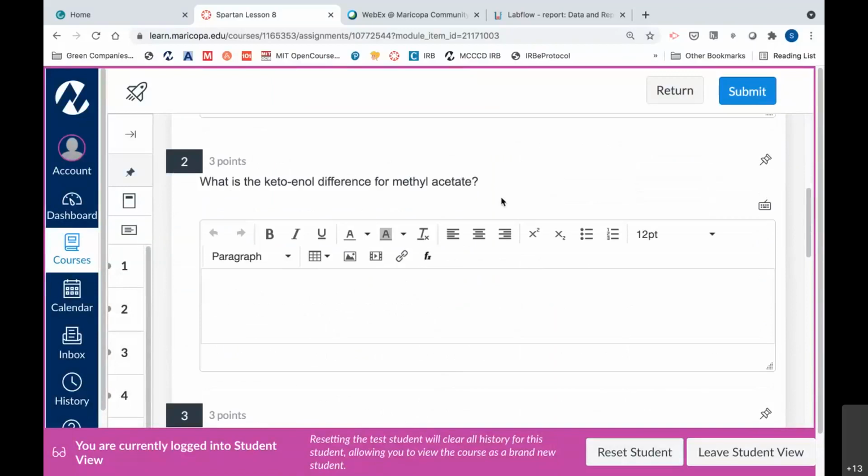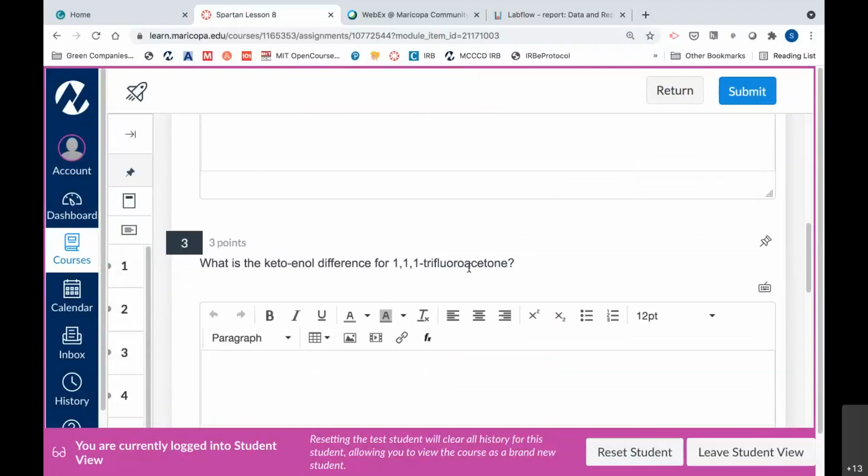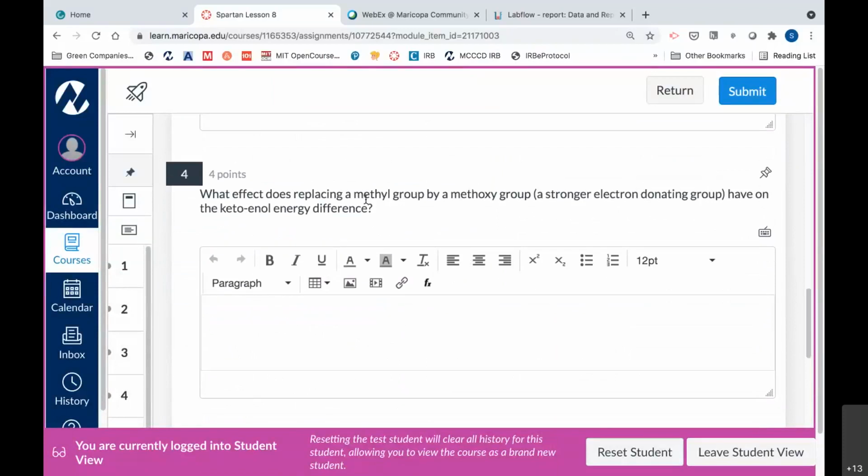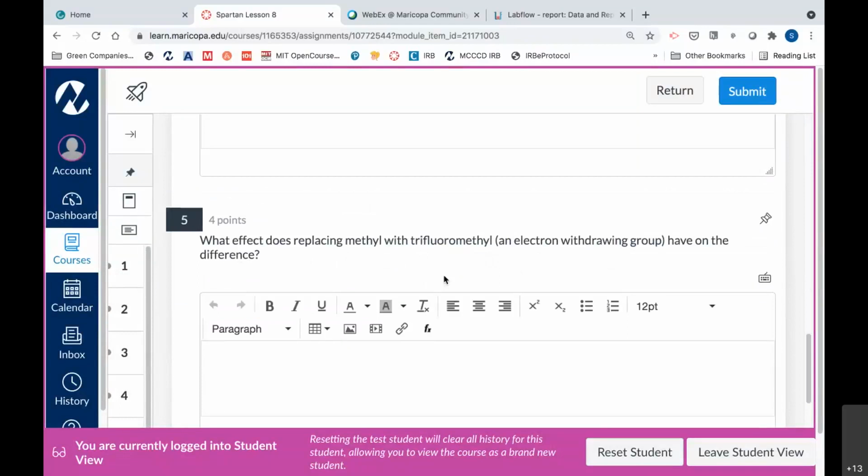I've given you the file for that. You'll do the same thing for the trifluoroacetone. And finally, you'll comment on what effect replacing a methyl group with a methoxy group has, and what effect replacing it with a trifluoromethyl group has. So that's what I want to look at with you, just kind of quickly.